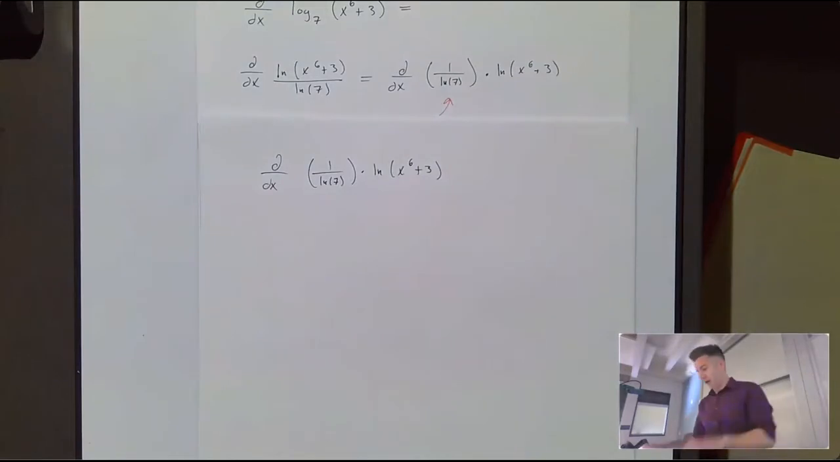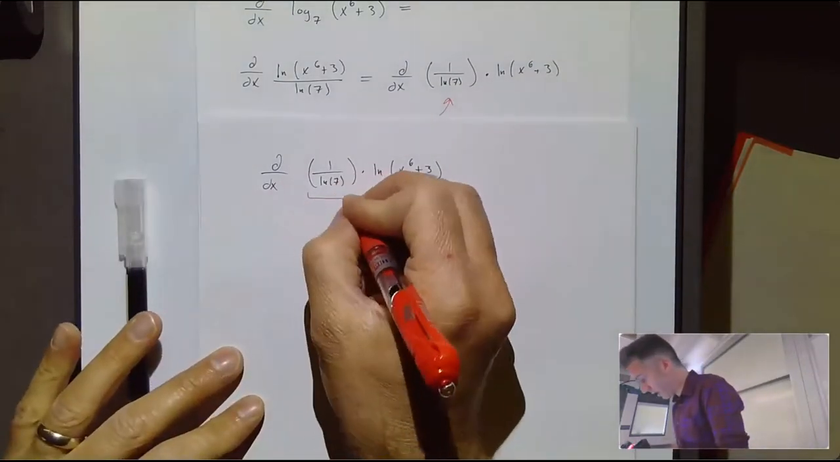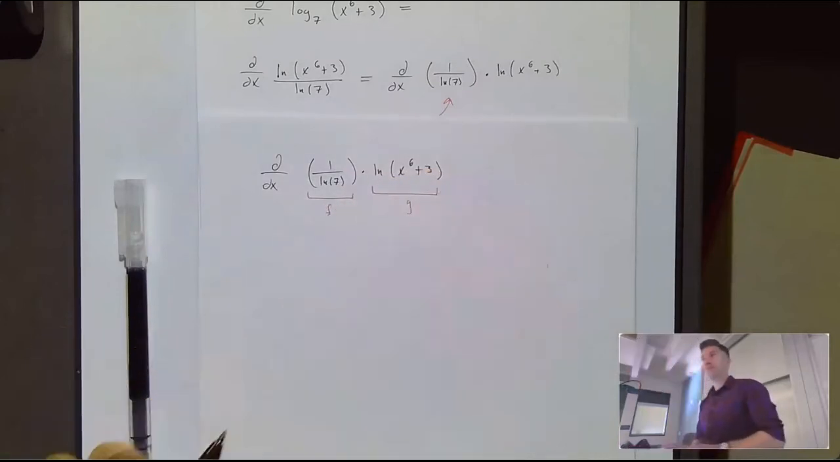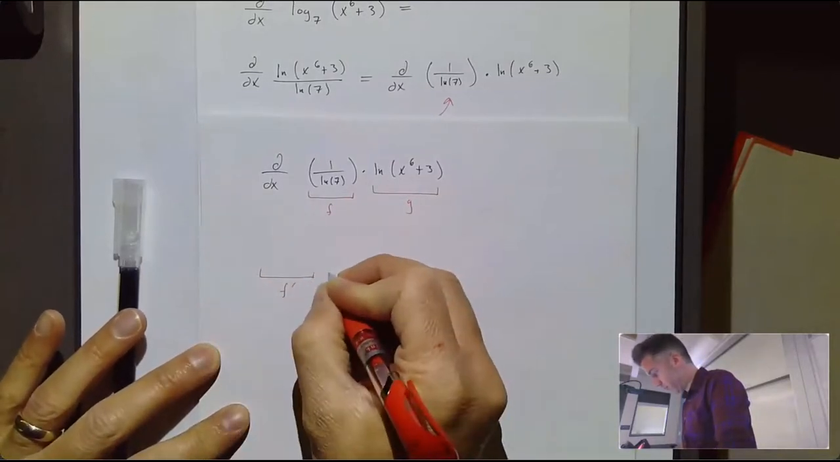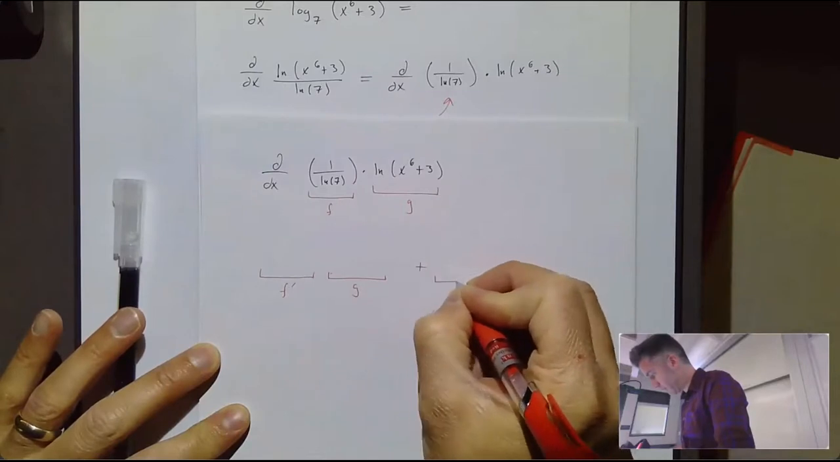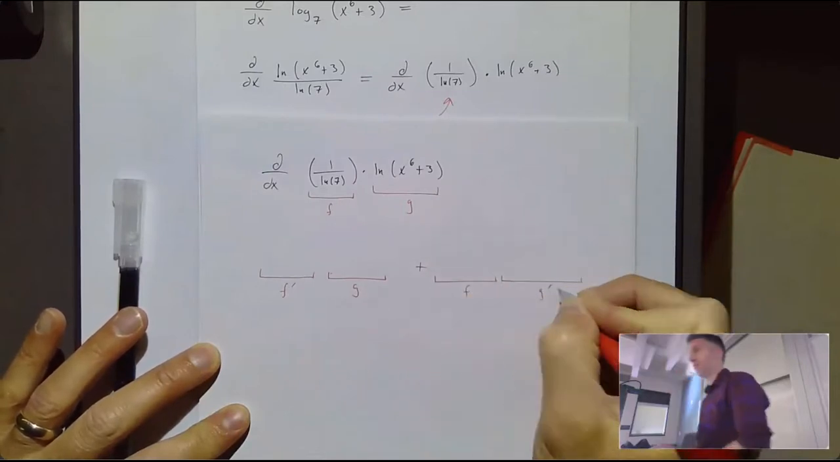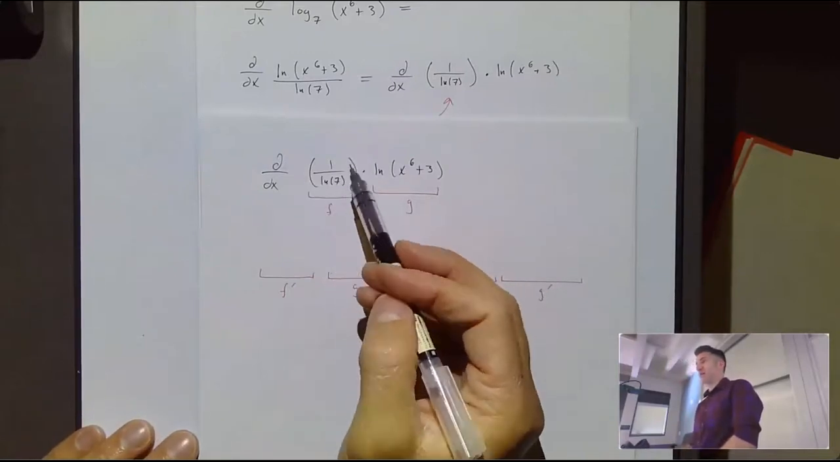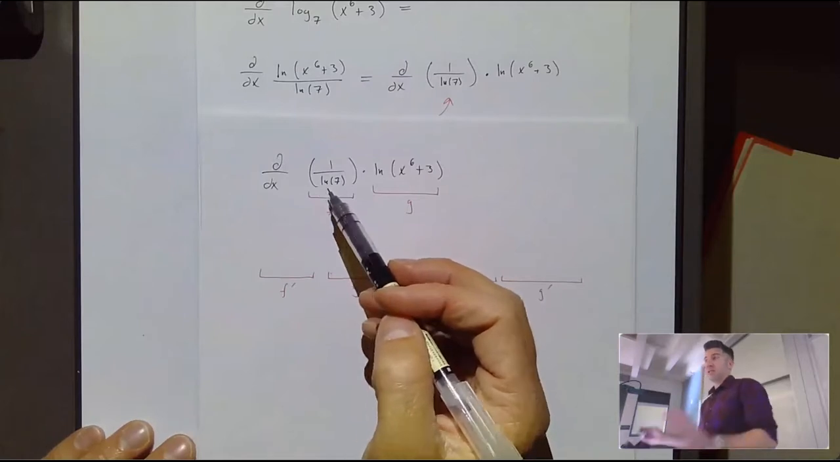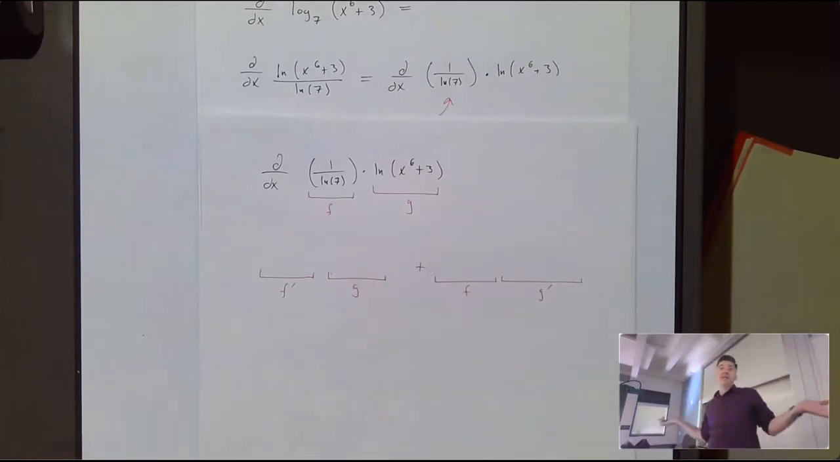All right, I've got a product. I've got an f times a g. And so when I take the derivative, I'm going to get f prime times my g plus f times my g prime. What's the derivative of this 1 over natural log of 7? It's not 1. It's 0 because it's a constant. There's no variables there. If you look at a thing and you don't see x or whatever variable you differentiate with respect to, you've got to think, oh, that's a constant. I don't have any variability there.